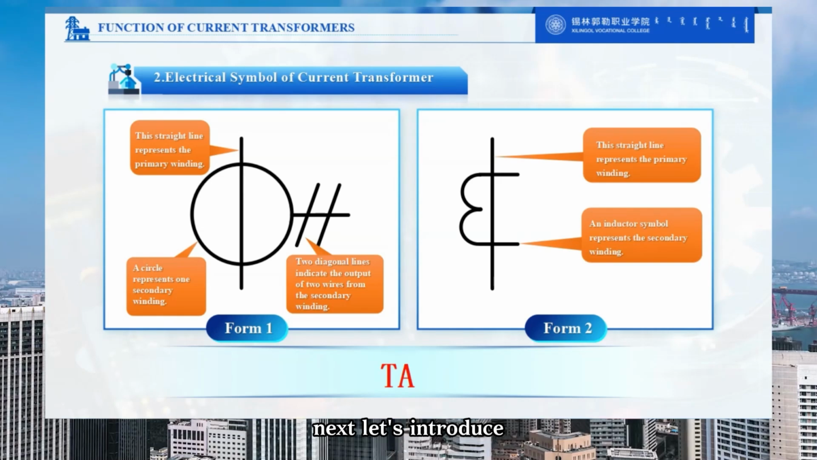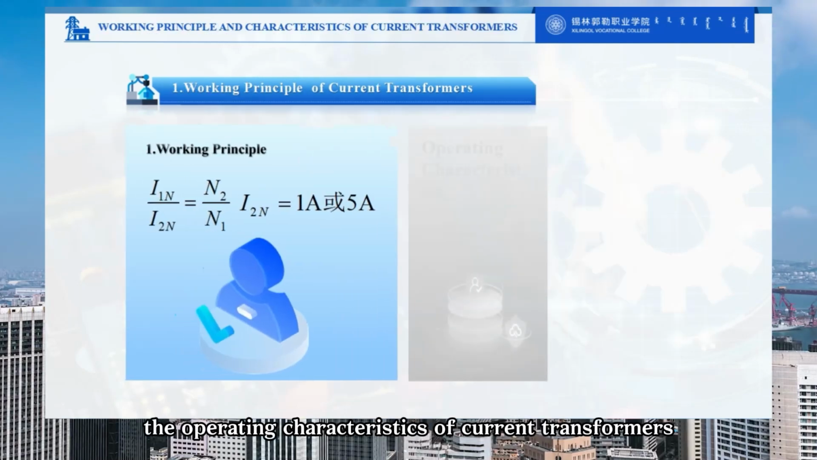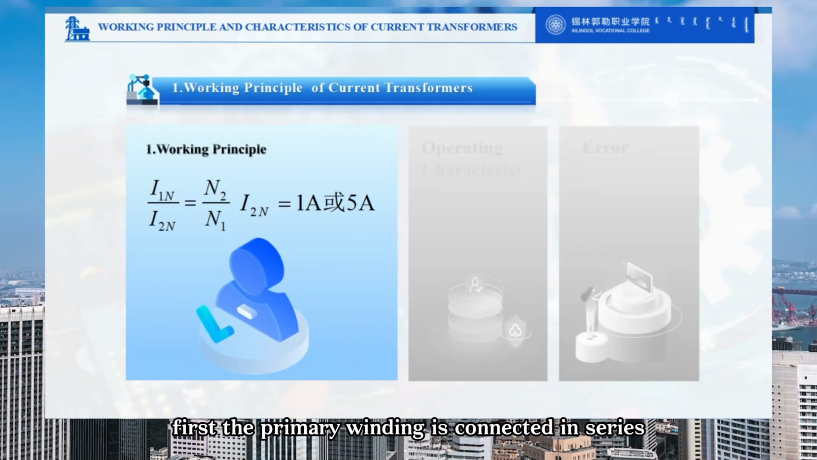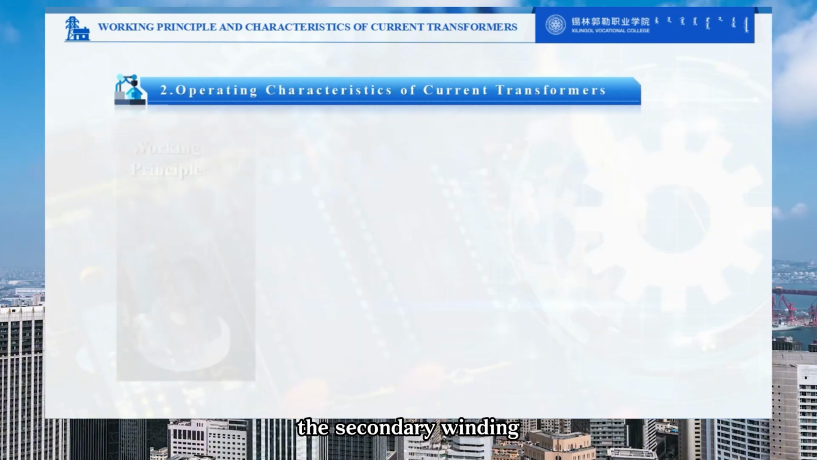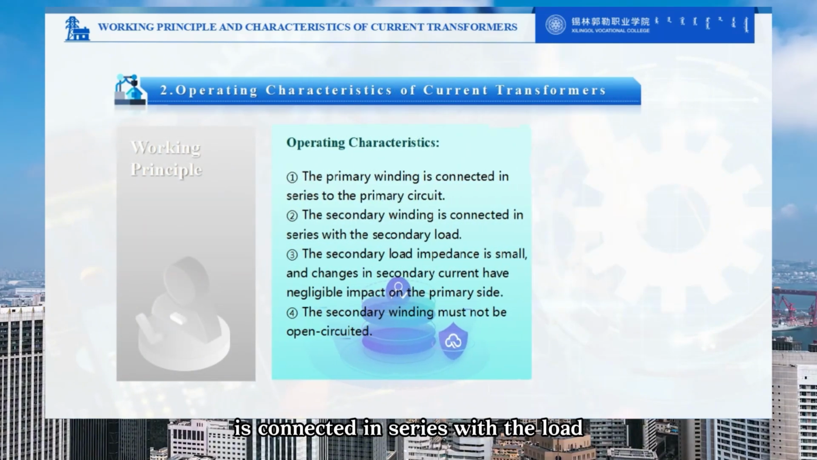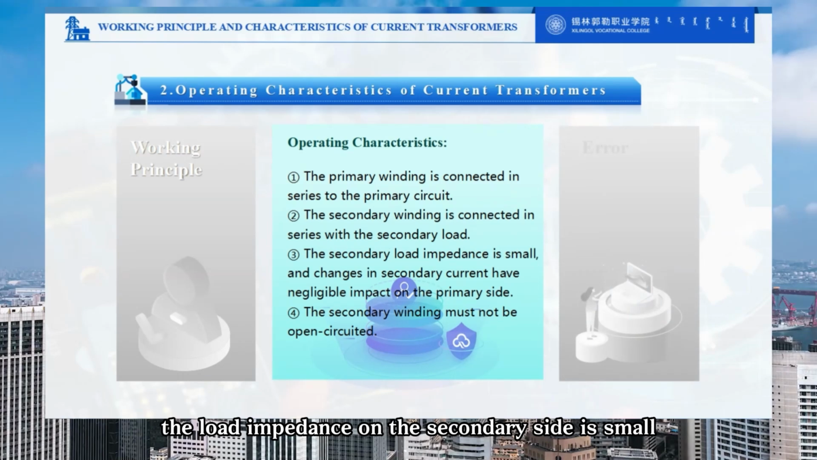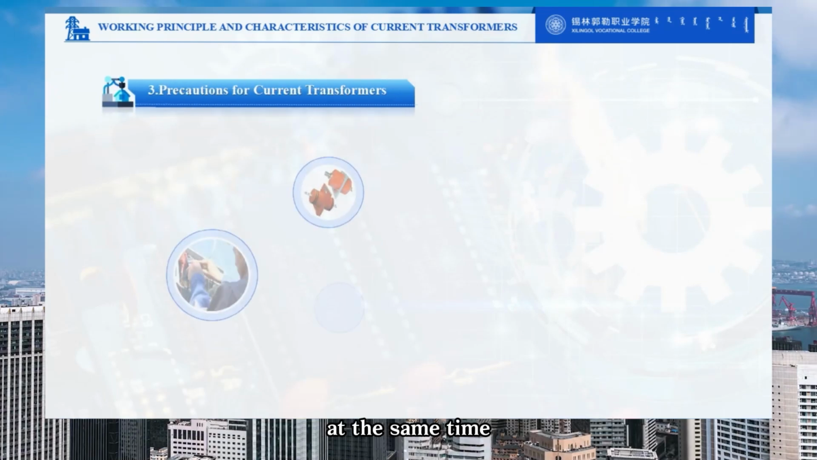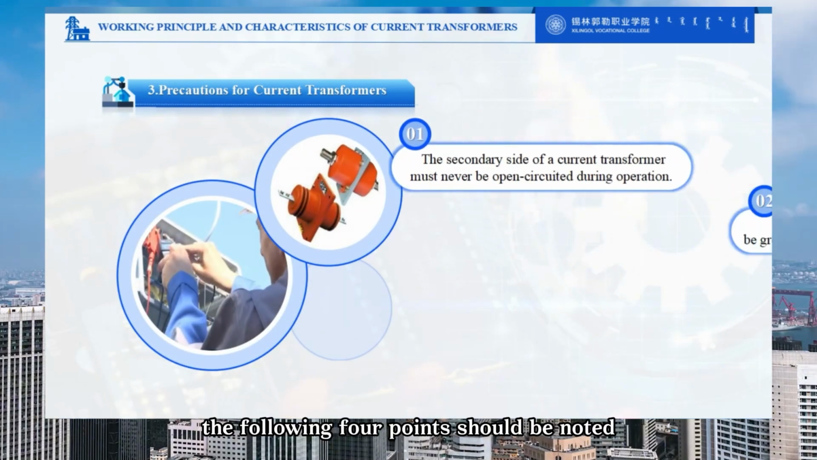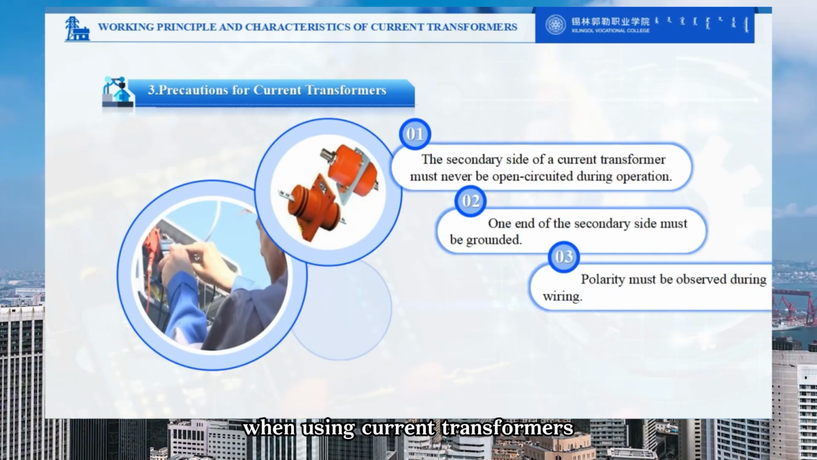Next, let's introduce the operating characteristics of current transformers. First, the primary winding is connected in series on the power supply side. The secondary winding is connected in series with the load. The load impedance on the secondary side is small. Changes in the secondary current have a negligible impact on the primary side. At the same time, the following 4 points should be noted when using current transformers.